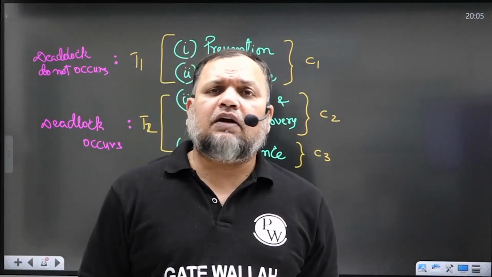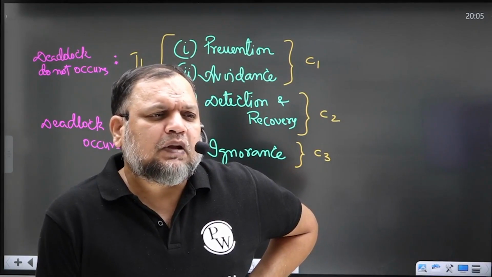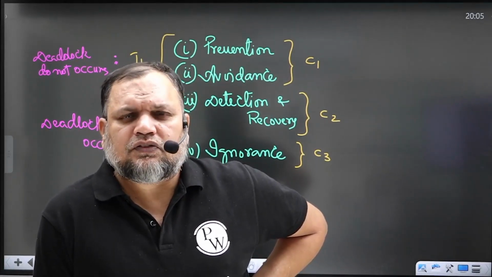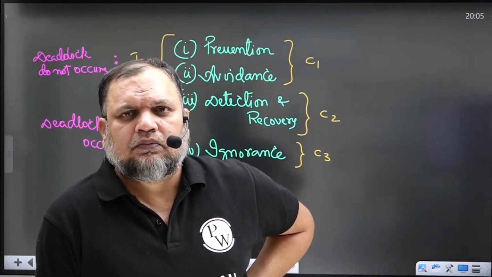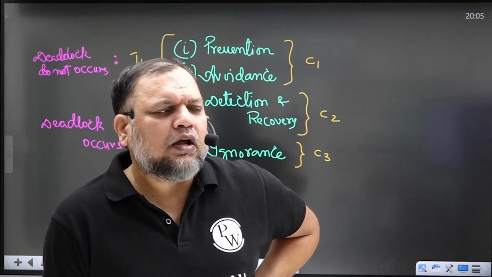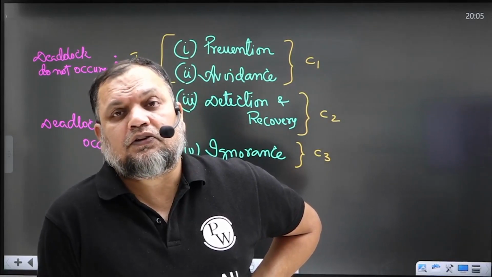Second class of people, C2, detection and recovery. They have a different attitude towards life, a different belief system. They believe that we have come to this planet Earth for a limited period of time, maybe 60 years average life, 70 years. By the time we are on our toes, it is almost 25 to 30 years. So hardly we have got 20 years to enjoy. Let us enjoy life.